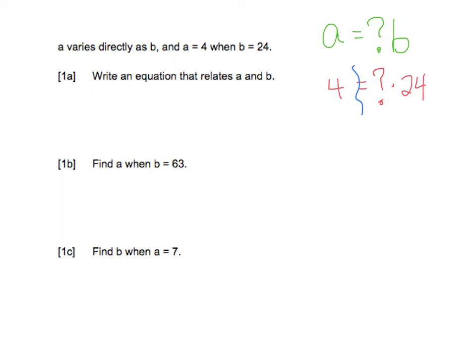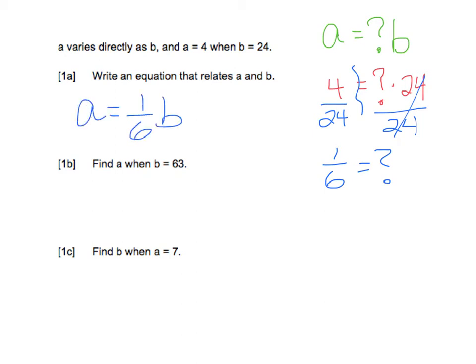To do that, we have to undo multiplication by dividing. So we'll divide both sides by 24. Your constant is going to equal 4 divided by 24. So 4 goes into both of these numbers. So your constant is going to be 1/6. So now we want to take this constant, plug it back in. So our equation will be A equals 1/6 B.